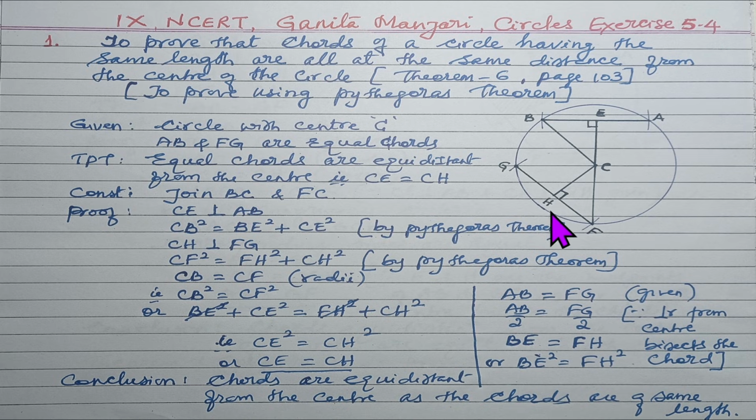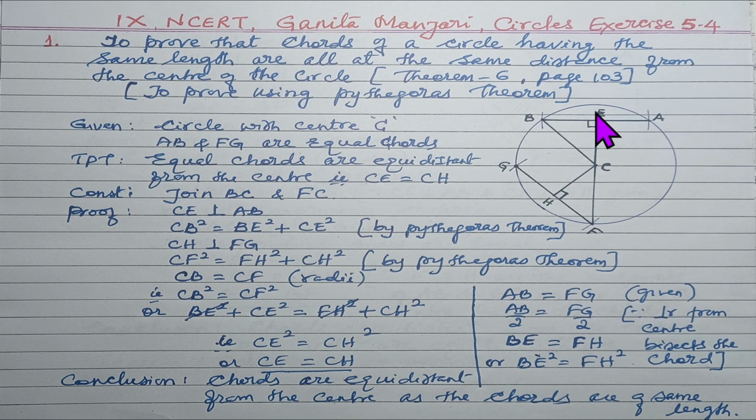But what we have to understand here is that chord AB and chord GF are equal. Half of chord AB and half of chord GF are equal. That means AB upon 2 is equal to FG upon 2, and AB upon 2 is BE, and GF upon 2 is FH. So BE square is equal to FH square. Therefore BE square and FH square get cancelled, and what we get is CE square is equal to CH square. Taking the square root on both sides, we have CE is equal to CH.